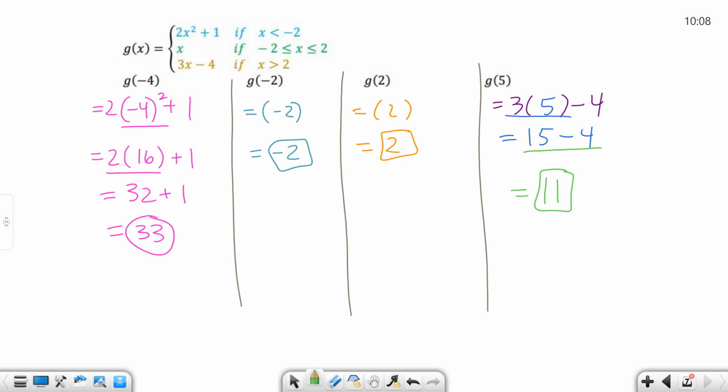So when you have piecewise functions, again, you've got to look at what x you're trying to evaluate. You've got to go find the piece of the piecewise function that corresponds to it and use the function that goes with it. If you don't, you're going to mess up and miss it, right? So you have to do it properly. Hope this helps with evaluating functions.